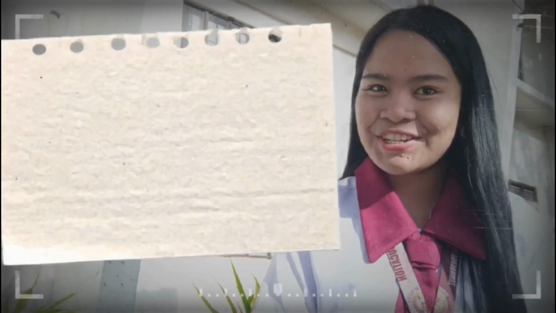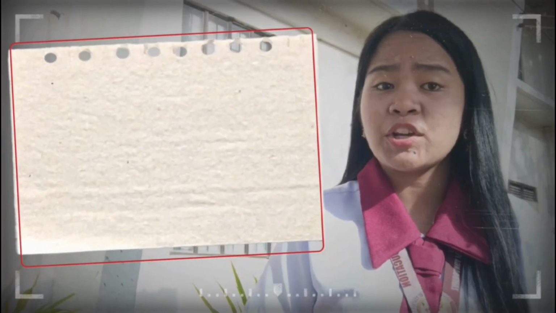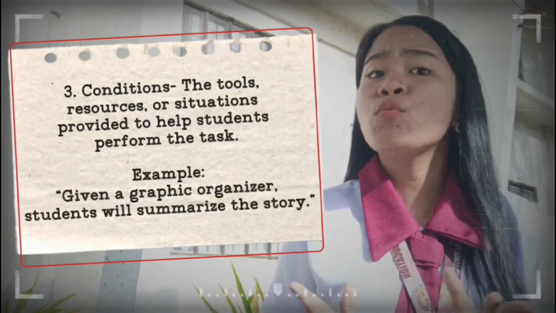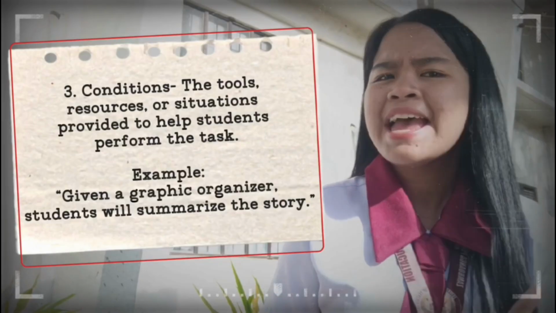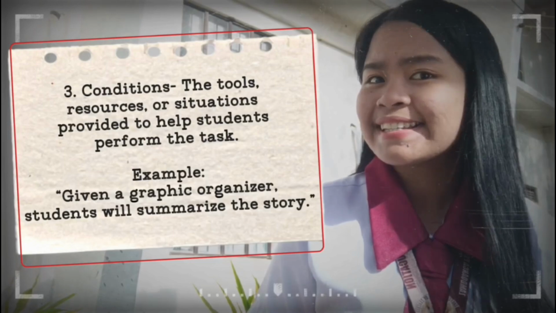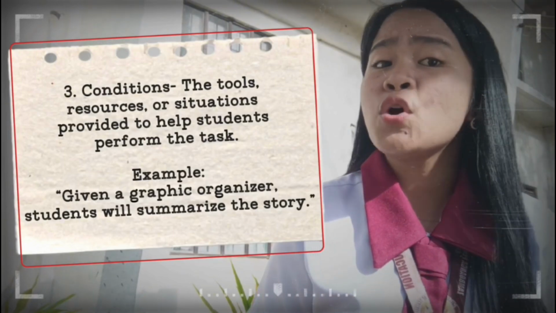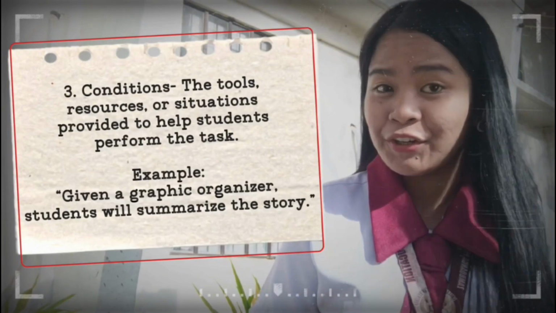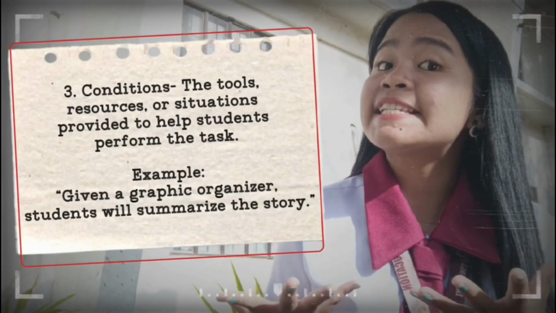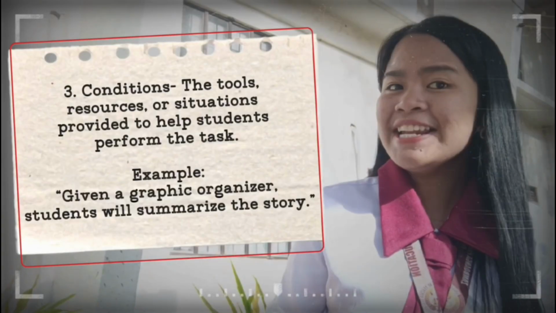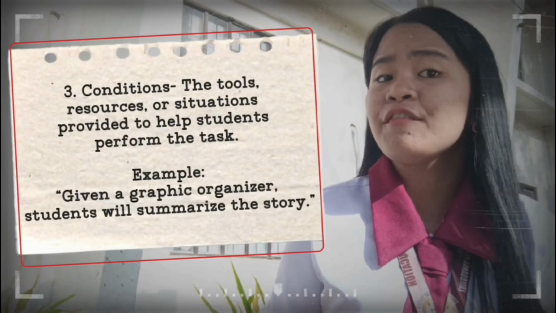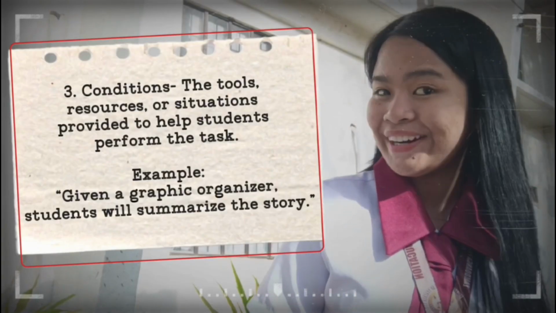Number 3, the conditions. The tools, resources, or situation provided to help students perform the task. Conditions clarify what students will be given while doing the objective. It might include diagrams, calculator, text, videos, or group settings. It sets expectation so students know the context and teachers know what materials to prepare. Example, given a graphic organizer, students will summarize the story. Condition, given a graphic organizer, shows the support tool provided for students to perform the behavior, summarize, using the graphic organizer.